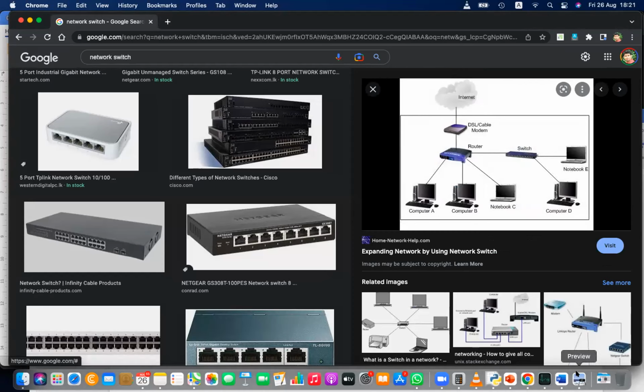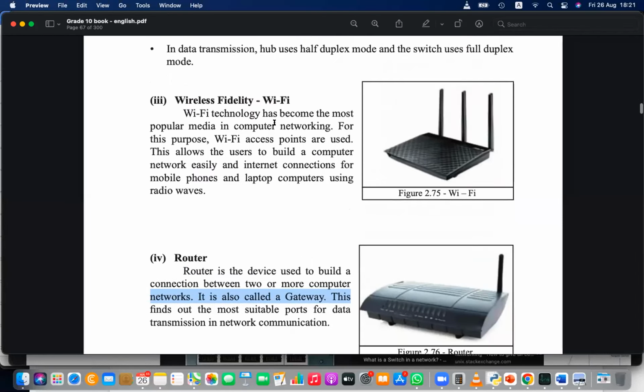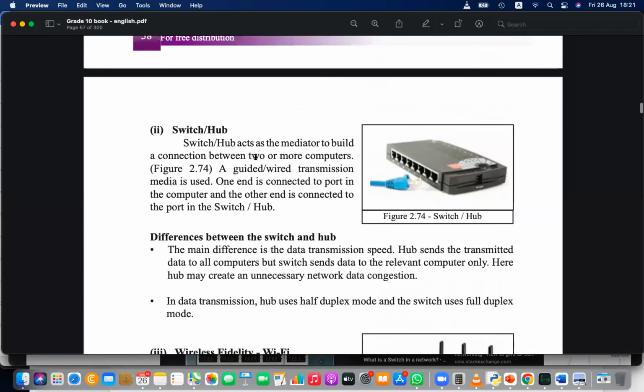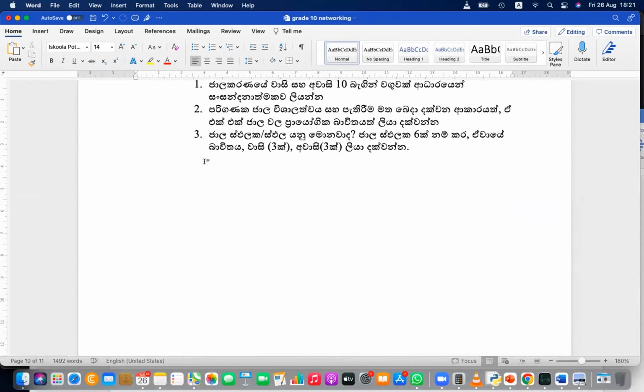Okay, that is the difference. Router is a device built to connect between two or more networks. Two networks actually. A single network can be connected using a switch. So what is the difference between switch and hub? The main difference is basically, okay, let's write that down, because today we didn't write any notes. Some comparisons, right? These are very important. Okay, let's write down.